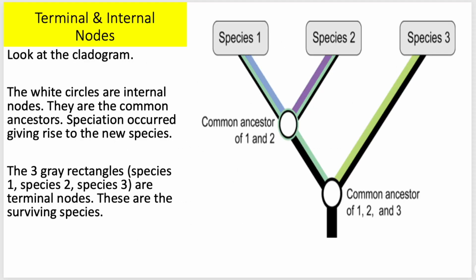So, terminal and internal nodes. If we look at this cladogram to the right, the white circles are internal nodes. They are on the inside of the lines, the main line, and they represent a common ancestor. Anywhere you see a fork split out into two species, where those lines meet each other is where there's a hypothesized common ancestor.